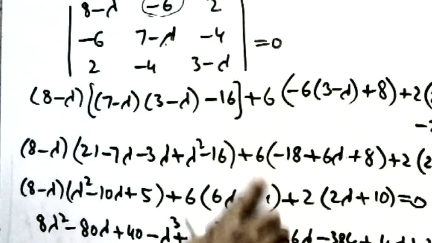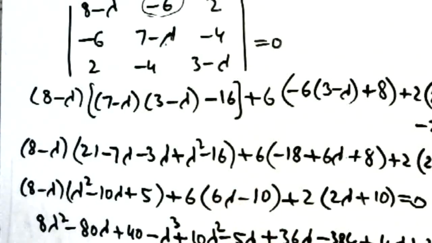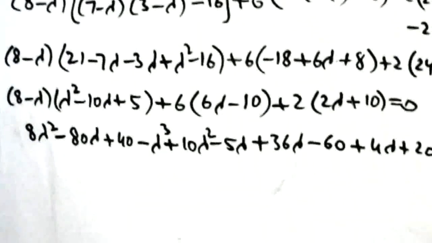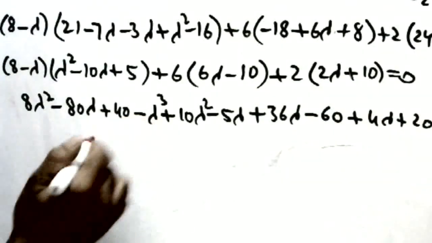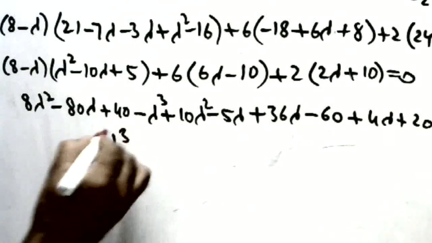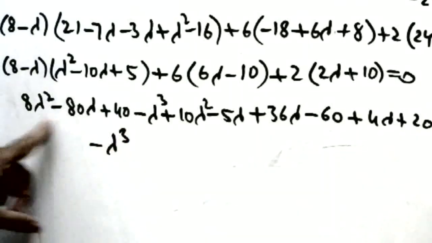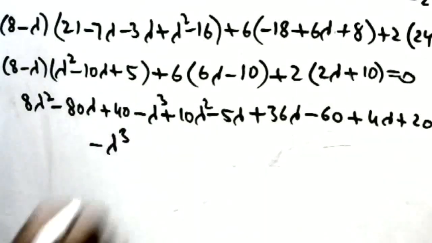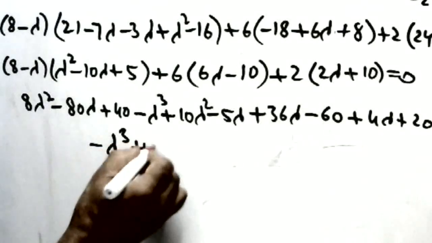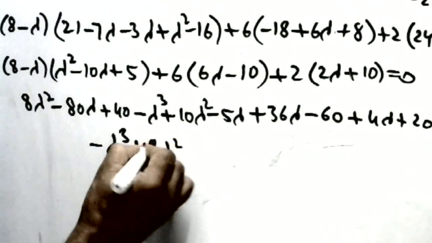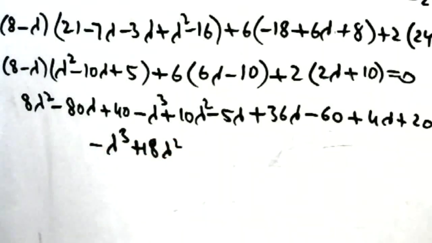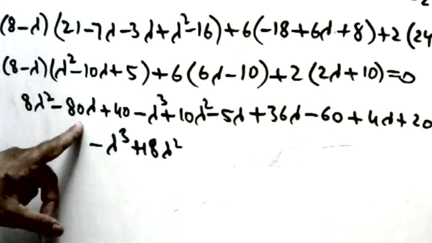Now 8 minus 18 will be minus 10. So this will be minus 10. So if you multiply 36 lambda, this will be minus 60. Okay. So now let me continue this one. Now the next step, let me start with lambda cube. The first is minus lambda cube. Now you write lambda, 8 plus 10 is 18, plus 18 lambda square.